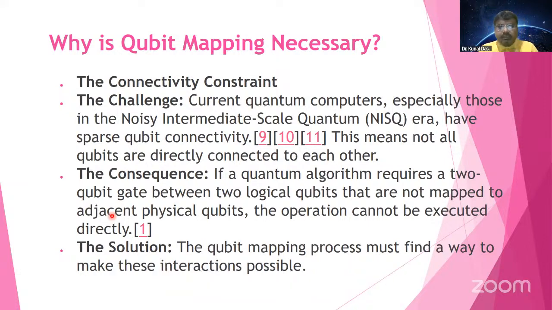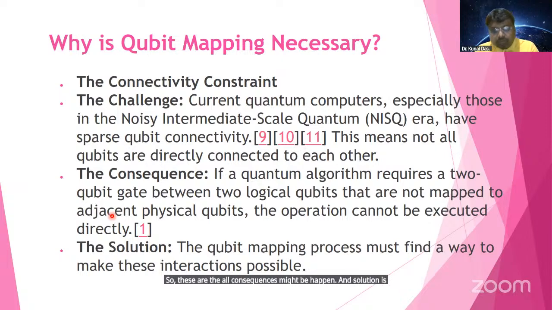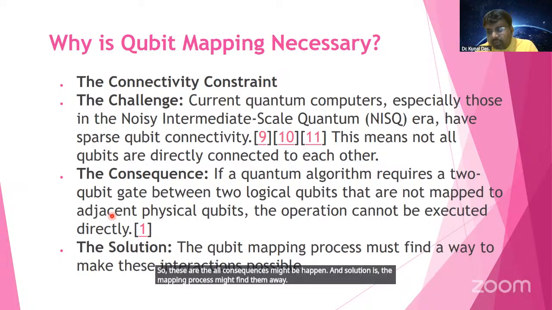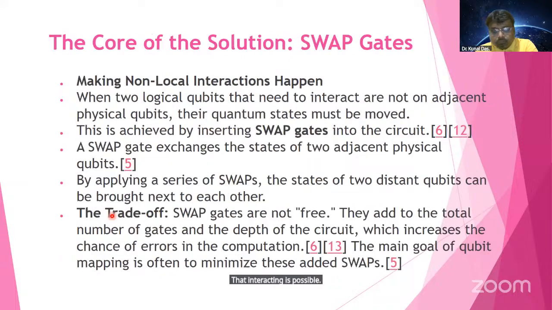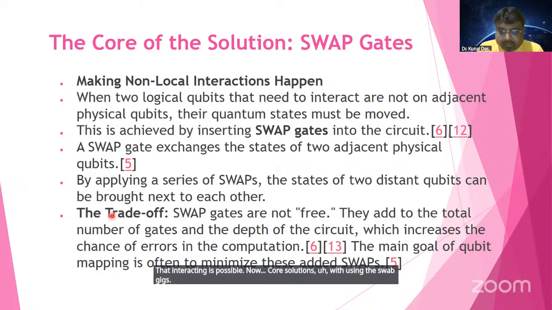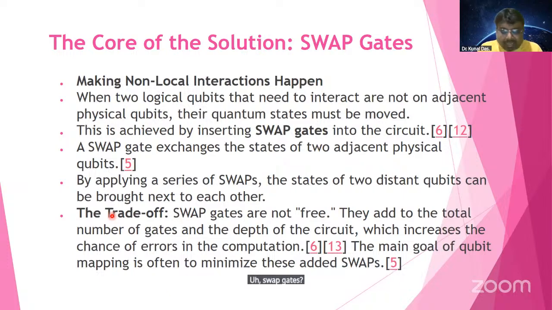So all these consequences might happen, and the solution is that the mapping process might find a way that interaction is possible. Now, the solution is to use swap gates. What can swap gates do? Swap gates exchange the states of two adjacent physical qubits.